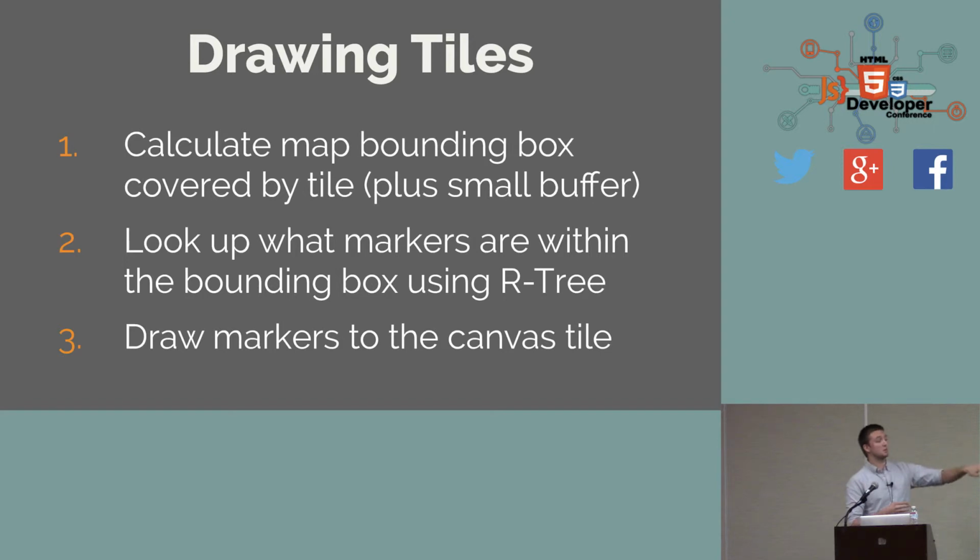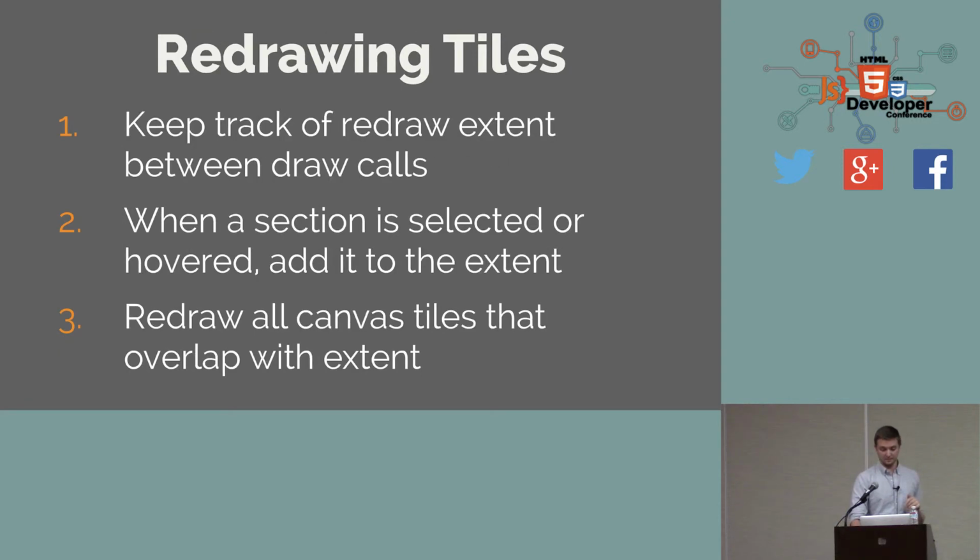So we've added a small buffer, because you get into some corner cases where if a marker is just outside the tile, it should kind of come into the tile. So you add a buffer about the size of the diameter of the marker. But this lets us only select the markers that are necessary and very quickly draw them to the tile. And we do this for every tile as it needs to be redrawn.